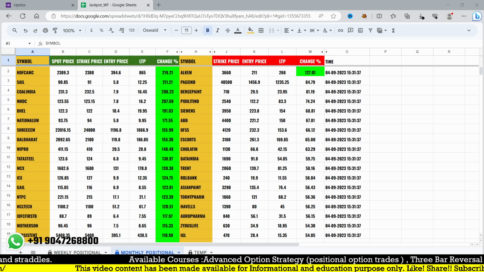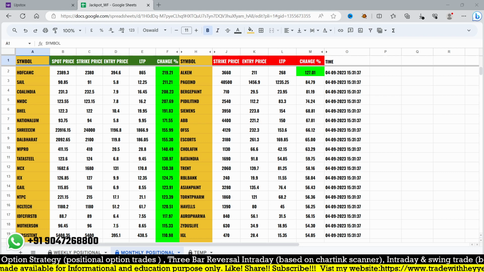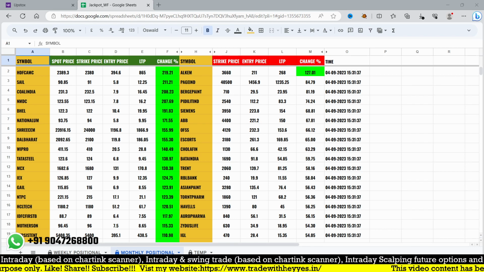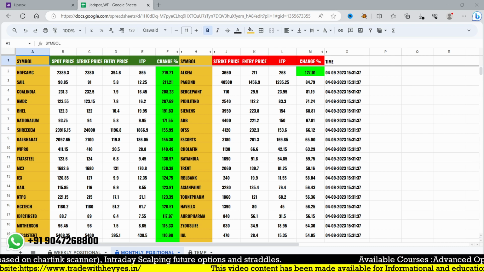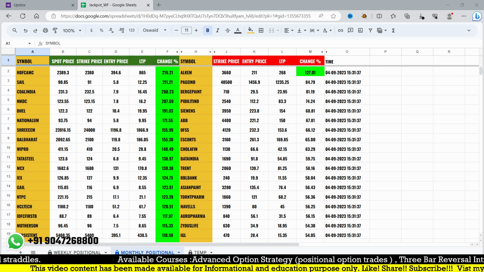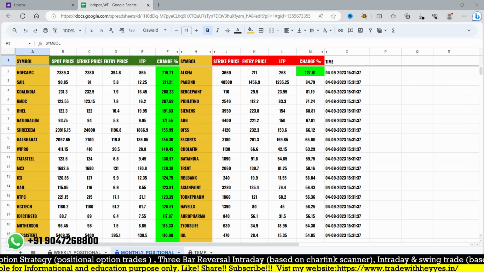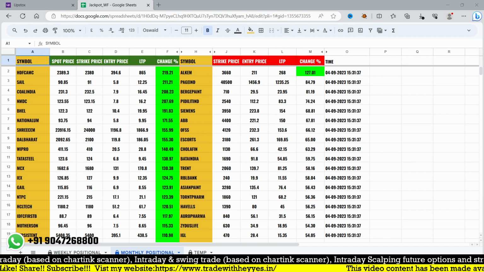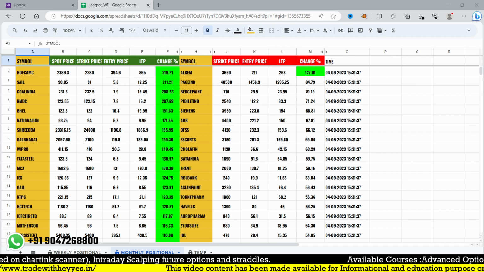In this video, we are discussing our Google Sheet and monthly positional option trading strategies. Those who are watching this video will find trade opportunities through our Google Sheet. It is a scanner which provides you the breakout opportunity, where the 100% entry price triggers. That should be the opportunity, and we need to find a stock that is quality and liquid.